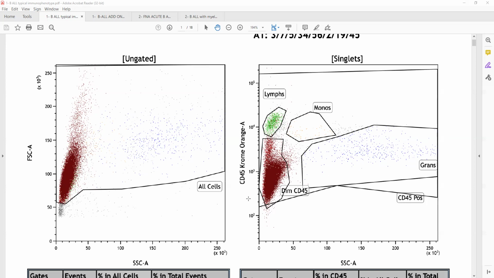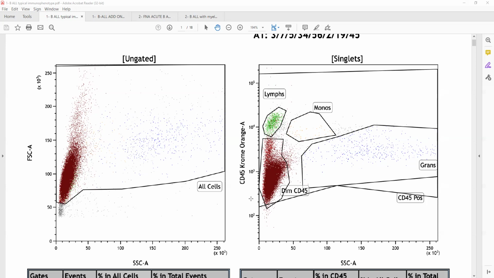Not only blasts fall within the blast gate; there are other populations of cells that can fall within it. So whenever you have a dim CD45 expression, the first question you need to ask yourself is, am I dealing with a blast population? The second question is, am I dealing with a normal or an abnormal blast population? And then the third question is, if I'm dealing with an expanded abnormal blast population, what's the lineage of this blast population? Am I dealing with myeloid blasts?